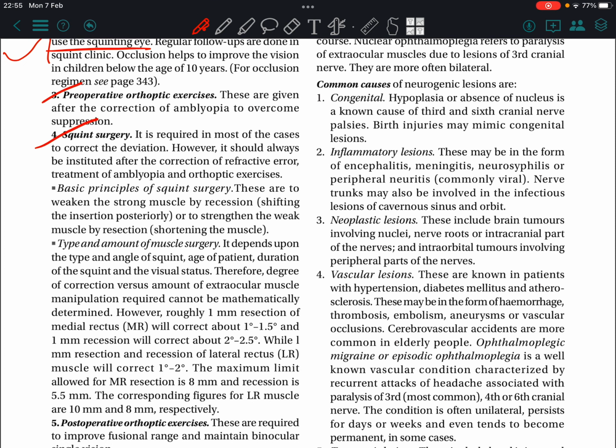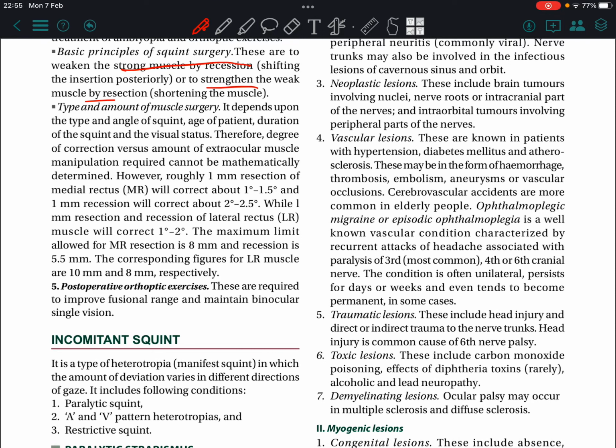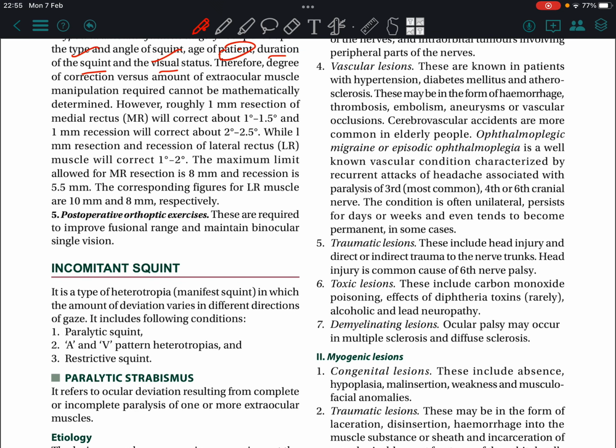Pre-operative orthoptic exercise, squint surgery. The basic principles are: weaken the strong muscles by recession or strengthen the weak muscles by resection. Type and amount of muscle surgery depends upon the type and angle of squint, age of patient, duration of squint and visual status. Post-operative orthoptics are required to improve functional range and maintain binocular single vision.